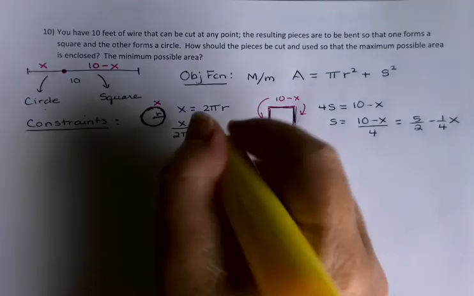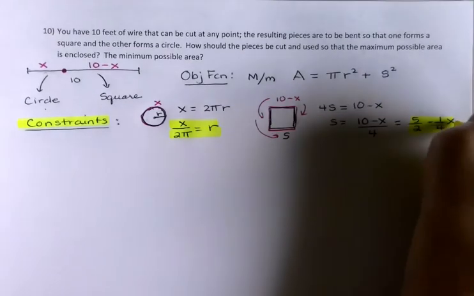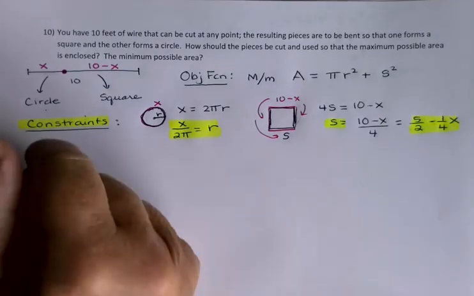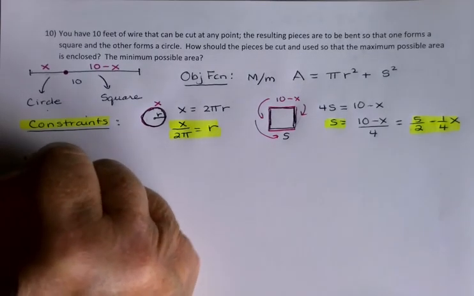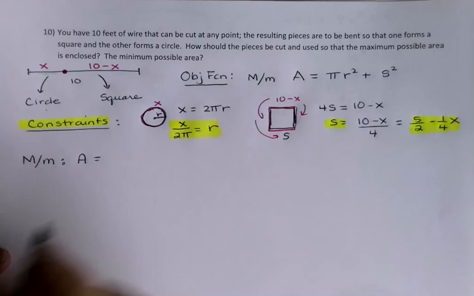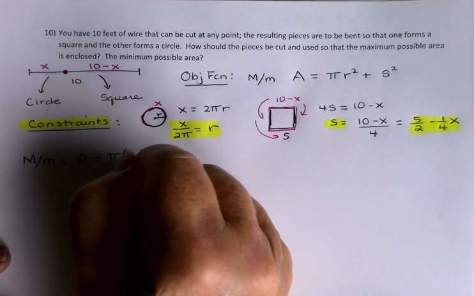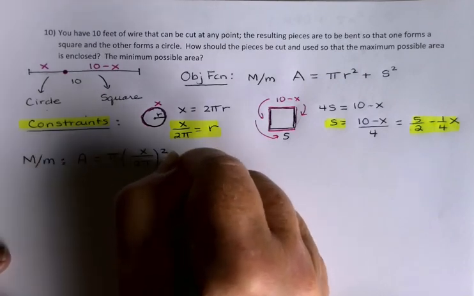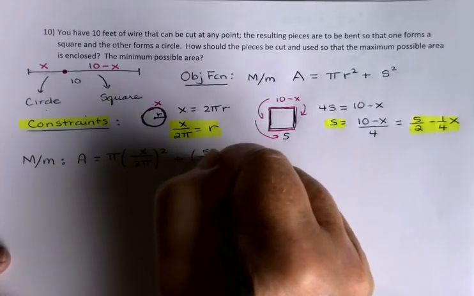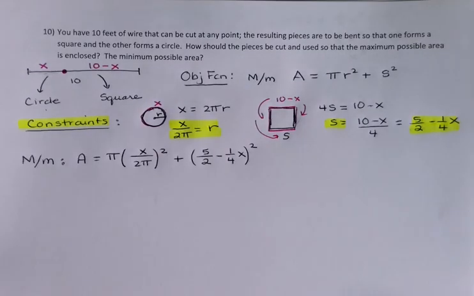So let's go ahead and take both of these constraints and plug them into our original area function and say my goal is to find the maximum and the minimum for this area function, which I'll now write as pi times r squared, so that would be x over 2 pi squared, plus s squared, 5 halves minus 1/4 x squared.